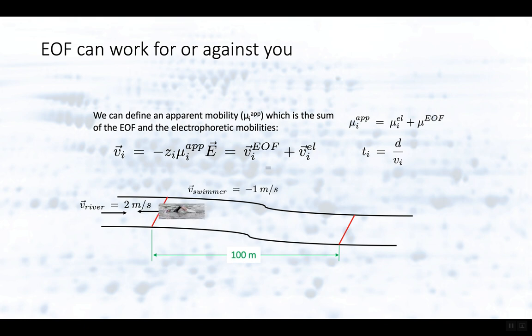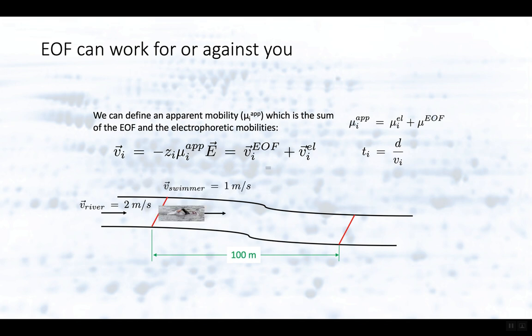A swimmer goes into the river, and he starts trying to swim upriver. But the swimmer can only go a meter per second. The river is flowing at 2 meters per second. So the apparent velocity of that swimmer, that ion, is 1 meter per second downstream. He's going in the positive direction at 1 meter per second. It will take him 100 seconds to go 100 meters. The river wins. It pushes him out.